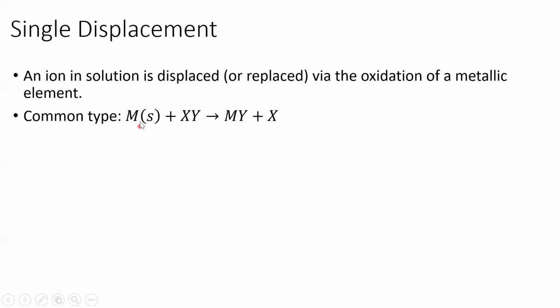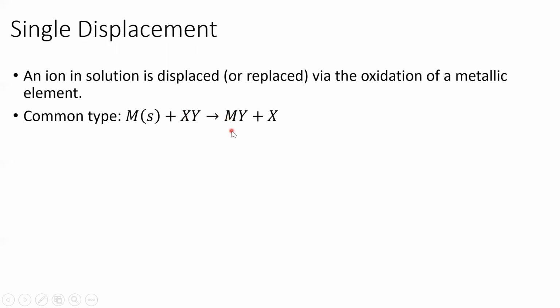So generically, here's our metal, something on the left-hand side of the periodic table. There is no M, we're just using that for our metal. Here's our ionic compound, XY. The metal displaces the positive ion out of the compound, and we produce MY plus X.